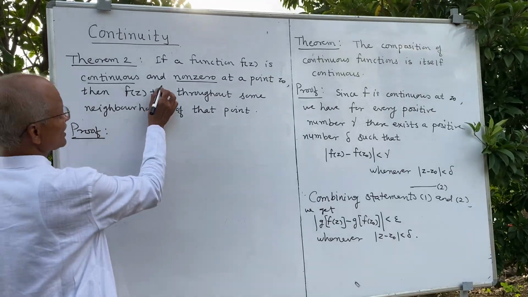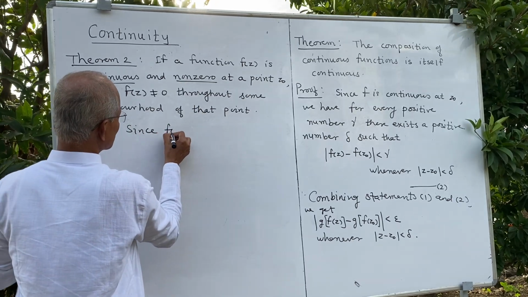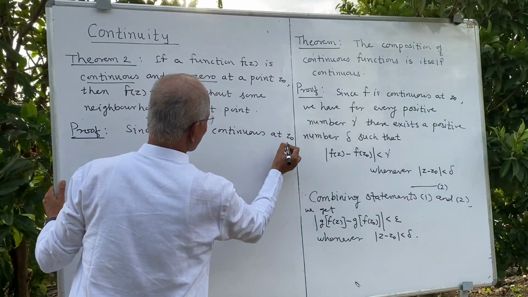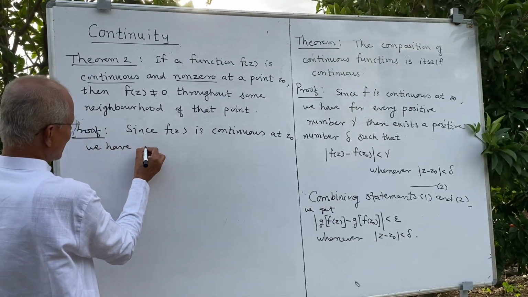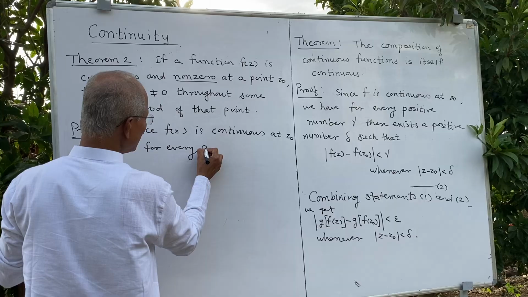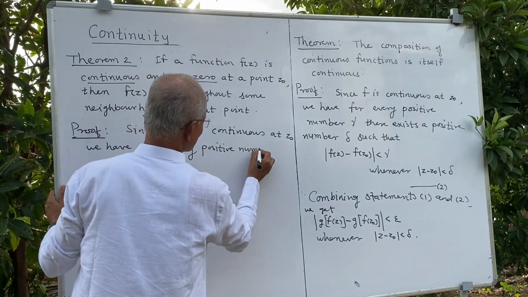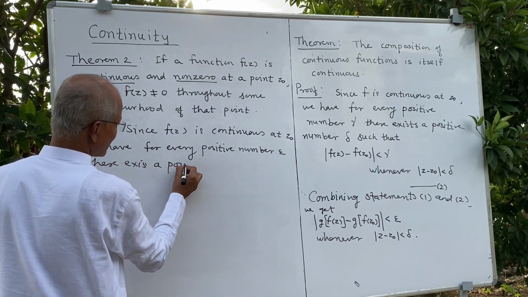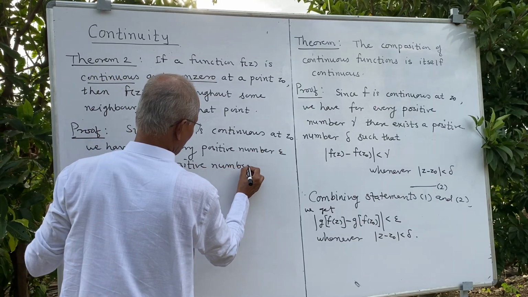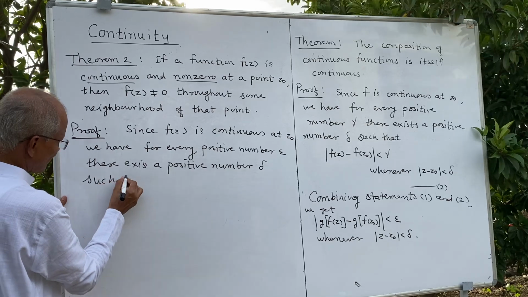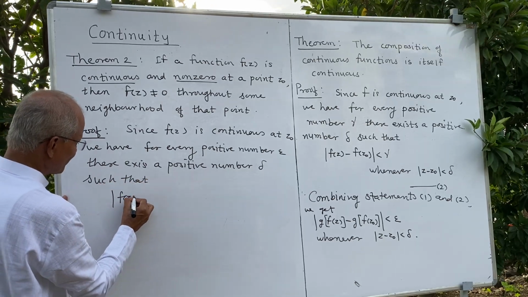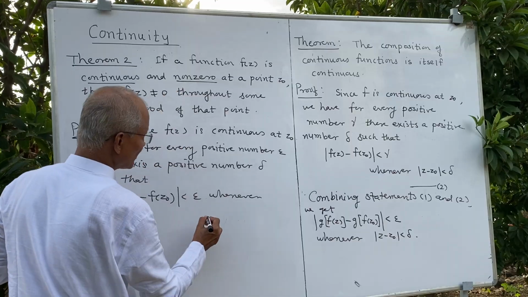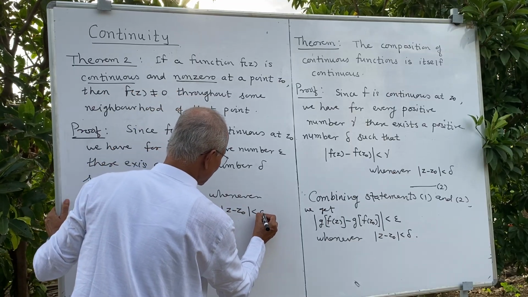Since f of z is continuous at z naught, we have for every positive number epsilon, there exists a positive number delta such that this difference mod of f of z minus f of z naught is less than epsilon whenever, here the neighborhood of z naught, mod z minus z naught is less than delta.